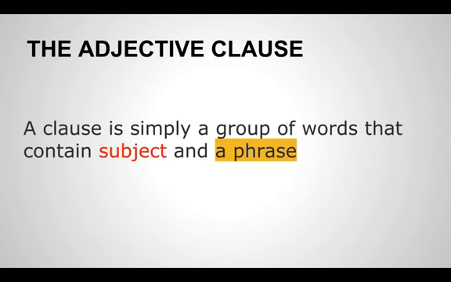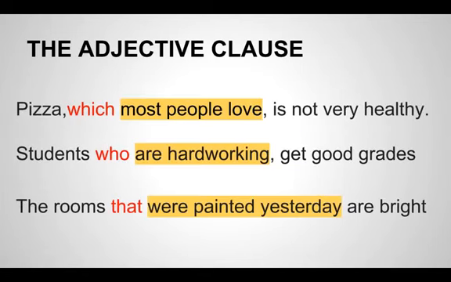So let me give an example so you understand better. So here we are telling pizza. We are describing pizza, which most people love. So we are telling about pizza: the pizza which most people love is not very healthy. Students who are hardworking. So we are describing students. What type of students? Who are hardworking, get good grades.